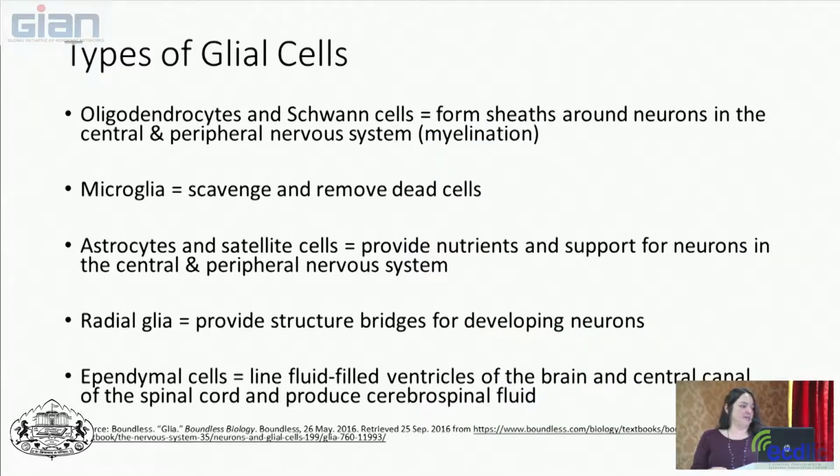So we have these oligodendritic cells and Schwann cells. And I mentioned the fatty tissue in the brain. These are the cells that produce this fatty tissue to form myelin around the neurons, and we're going to talk about the myelin a little more later. This myelin helps us transmit signals in a quick manner throughout the body. So the microglial cells, they scavenge and remove dead cells.